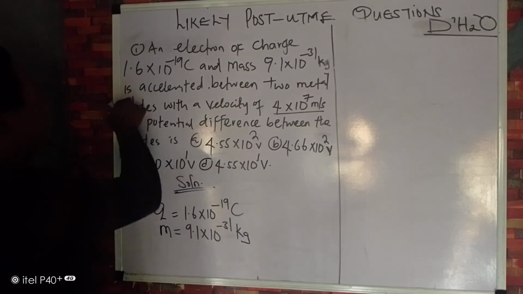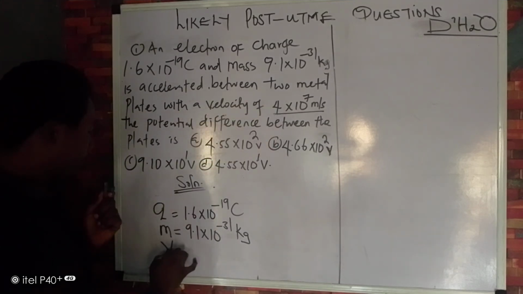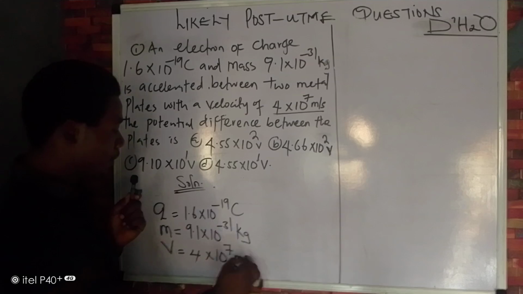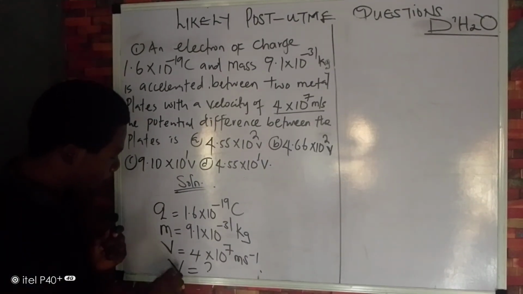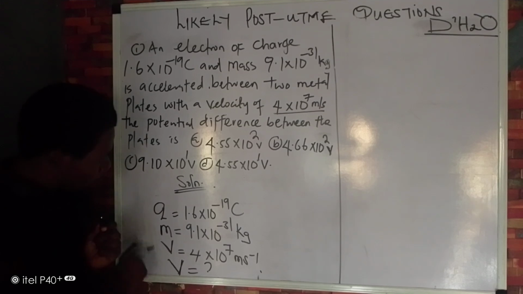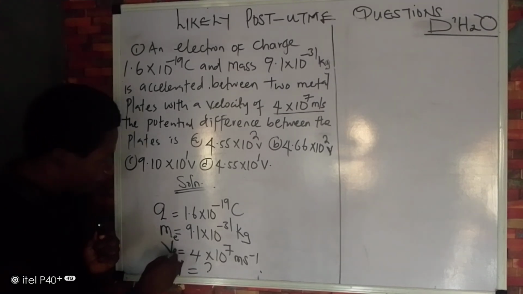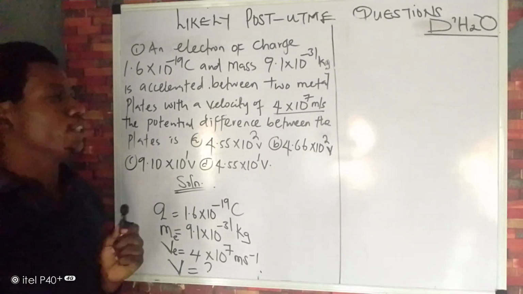Is accelerated between two metal plates with a velocity. Velocity is what? 4 times 10 raised to the power of 7 meters. Good. So this is your velocity of the electron. Then this is your potential difference. So let's do it this way. Mass of electron, velocity of electron, then this becomes your potential difference. Now let's do this quickly.